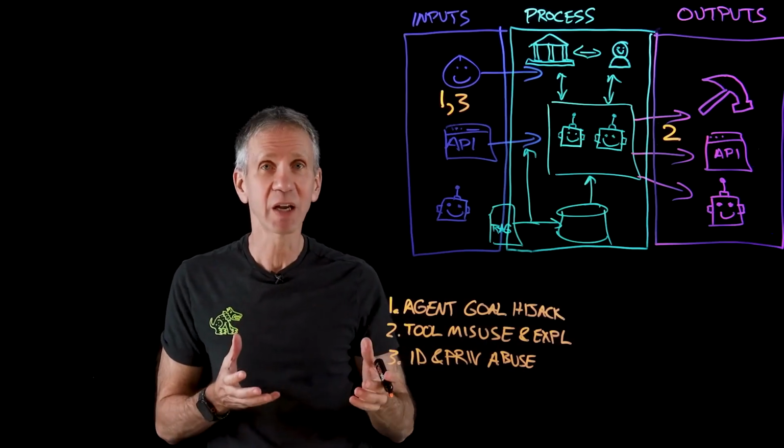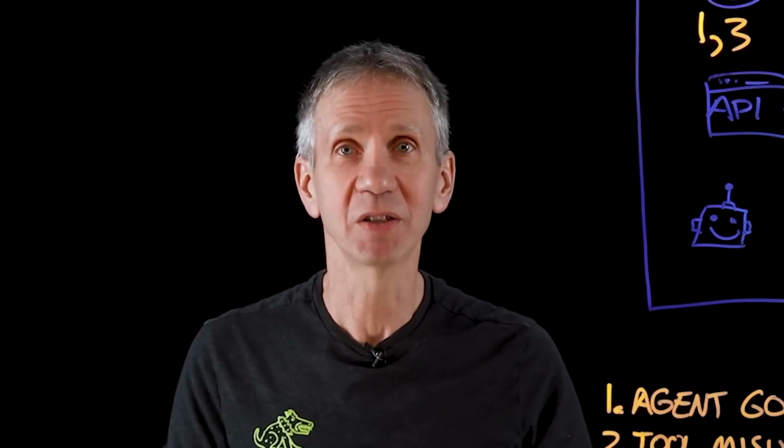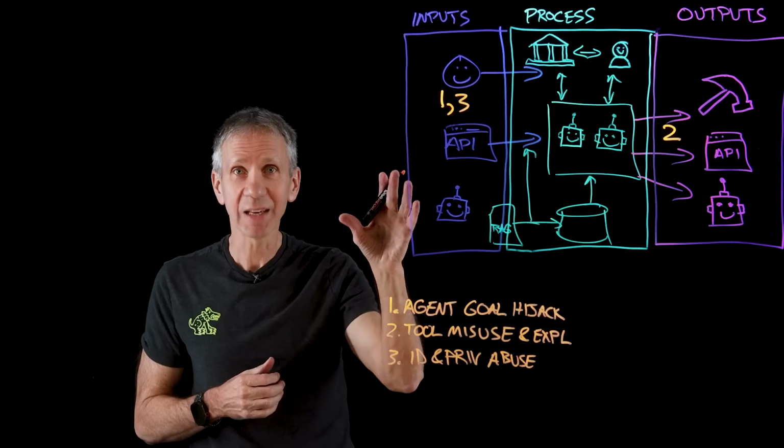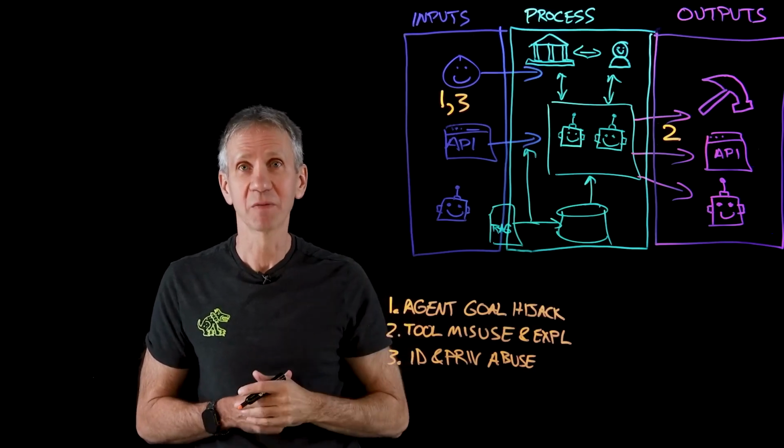Number 3: identity and privilege abuse. Agentic systems frequently operate without a clearly governed identity. Agents inherit user credentials, trust other agents by default, or reuse cached access, enabling privilege escalation and confused deputy attacks. Without task-scoped, time-bound permissions, least privilege breaks down.